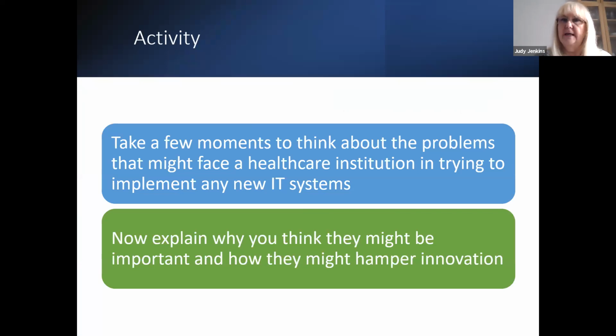Now, what I want you to do, again in chat, is take a moment to think about the problems that might face a healthcare institution in trying to implement any new IT systems, and explain why you think they might be important and how they might hamper innovation. So I'm going to pretend that you're in charge. You're now the chief executive of Data Science Building Hospital. You've been tasked with implementing a new health IT related system. Let's pretend it's electronic health records. What problems might you come across in trying to innovate those? What might they be?